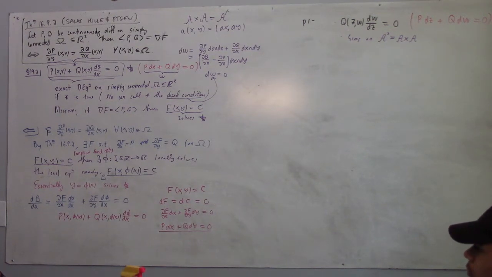Okay, so what do we need to do? We need to prove the other direction of theorem 16.9.2. So why is it that the closed condition implies the existence of a potential function?